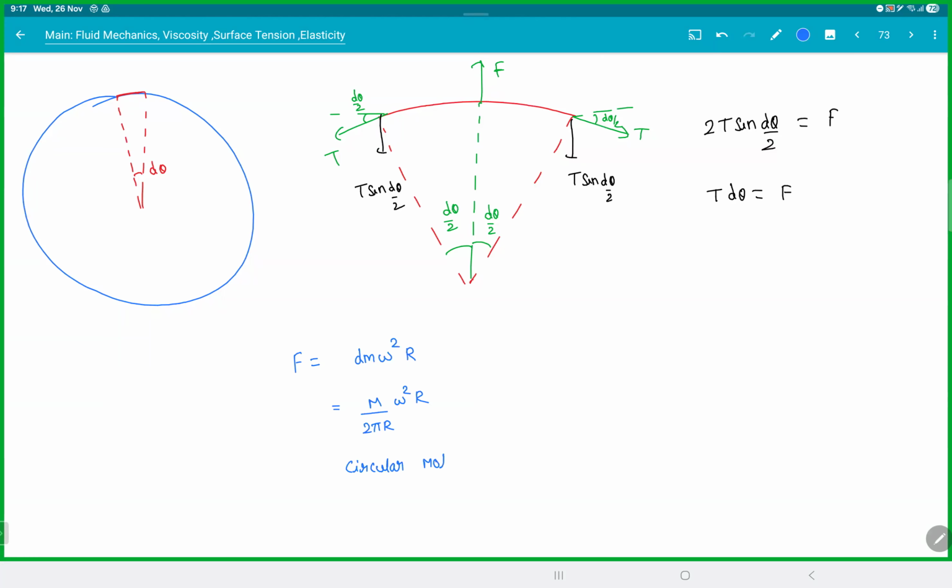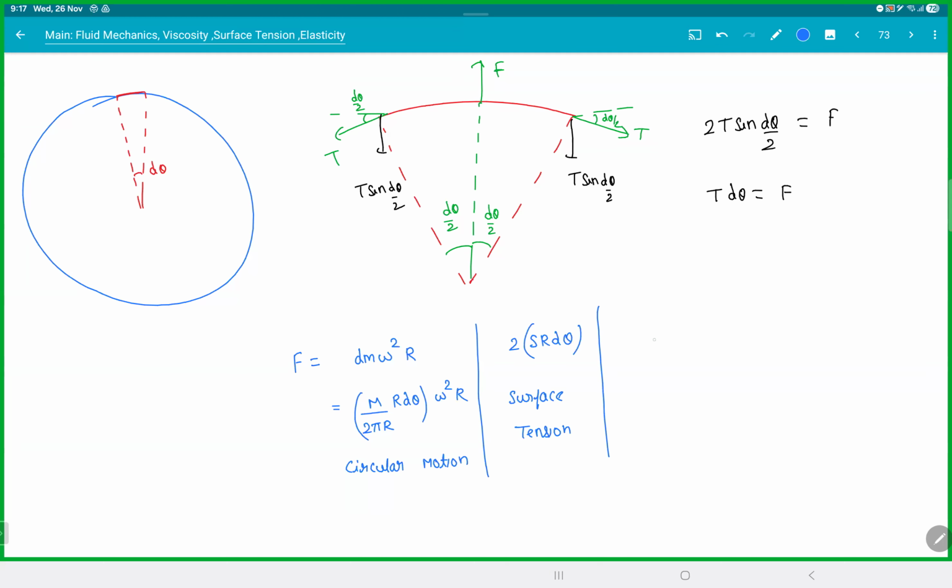So if a ring is rotating with omega, find the tension in the ring. This F will be 2 into S into r d theta. This is in surface tension. So that arc length will be r d theta and two surfaces. The d theta will cancel. This will be m by 2 pi r d theta omega square r. So the d theta will always cancel.